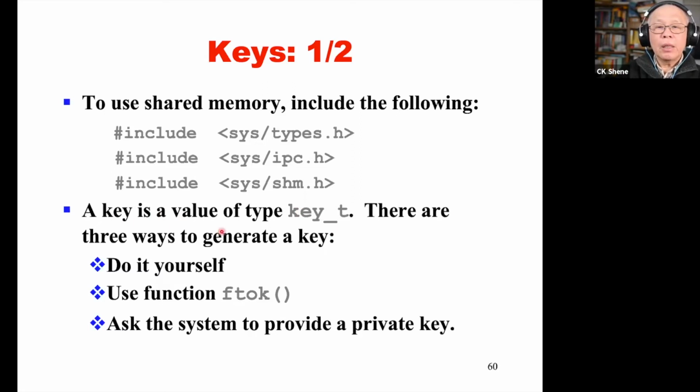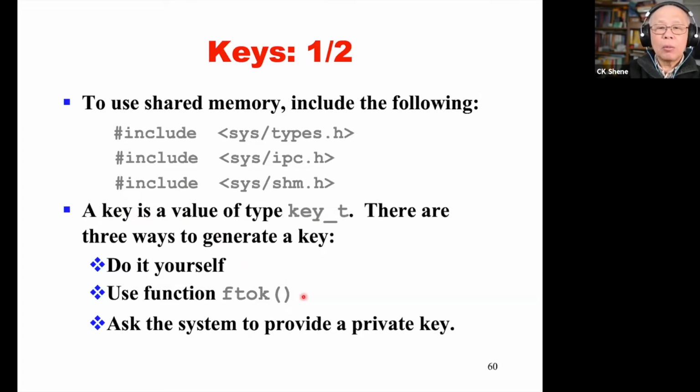A key is a value of type key_t, which is usually a large integer. Although occasionally, if you are a system administrator, when you allocate shared memory and get a key, that value may be a small one, but usually it's a rather large integer. You have 3 ways to get a key. The first one is do it yourself.